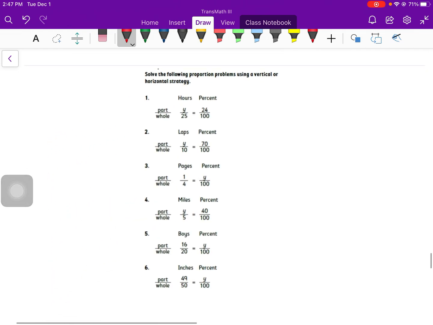All right, so that was pretty straightforward. It's just a proportion. We've been doing proportions for a long time. The whole is always 100 when we're talking about percents, and the top number is always going to be part, so it's just a part to whole relationship.